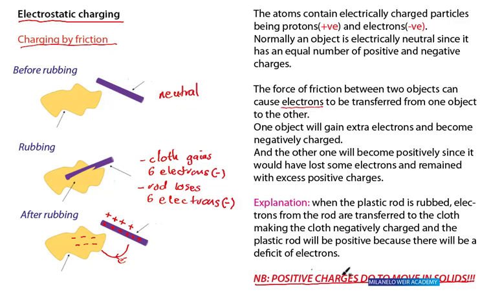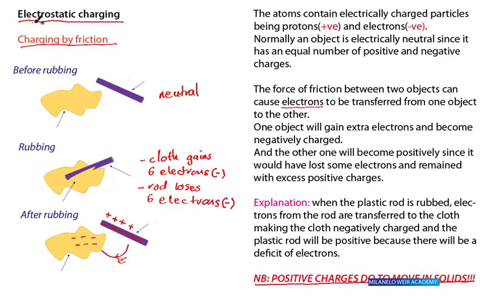So I've seen many students losing marks because of ignoring this. One object will gain extra electrons and become negatively charged, and another one will become positively charged, since it would have lost some electrons and remained with excess positive charges. So the explanation here: when the plastic rod is rubbed, electrons from the rod are transferred to the cloth, making the cloth negatively charged, and the plastic rod will be positively charged because there will be a deficit of electrons.